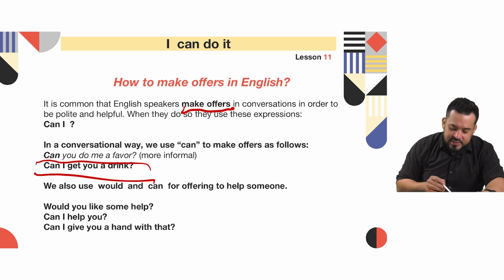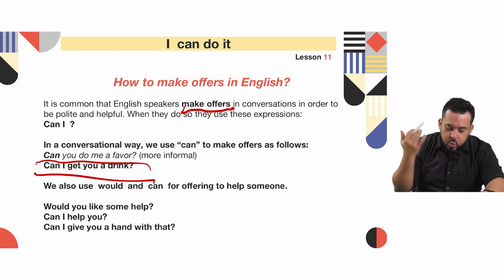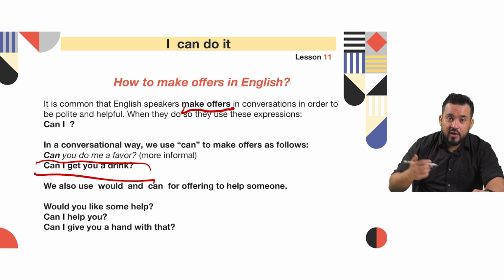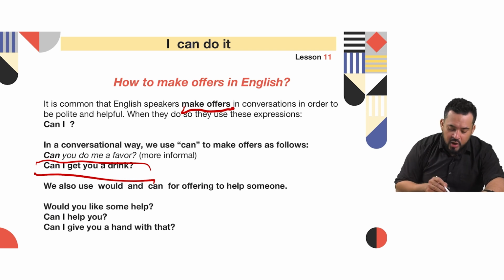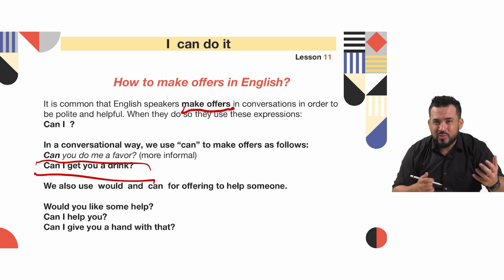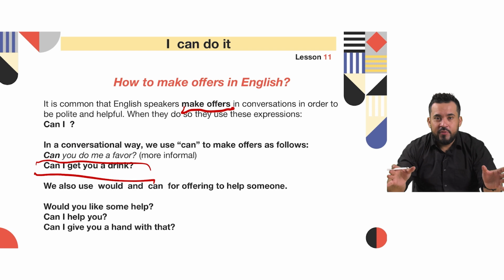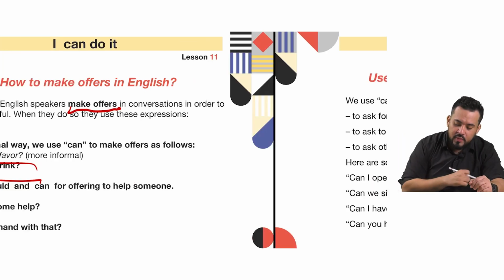This is an offer because I'm the one who is doing the action or the offering. Okay? We can say, would you like some help? This is also another way to make an offer without can, but would is still a modal. Can I help you? Can I give you a hand with that? What does that mean? Can I give you a hand? Like I cut off my hand and give it to you? No. This is a hypothetical phrase. It means if you give someone a hand, it means help them.